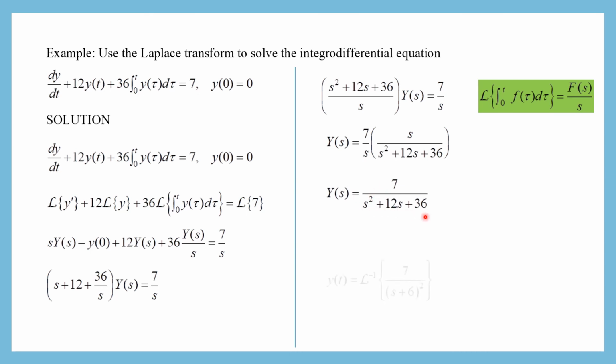Now our aim is to find y(t), which can be determined by finding the inverse of 7 divided by the quadratic factor, which can be factorized. Now s squared plus 12s plus 36, when you factorize, you get (s plus 6) squared. Look at the table of Laplace transforms. We get the result for y(t): y(t) is 7t e to the power of negative 6t. So this is the solution for the given integral differential equation.